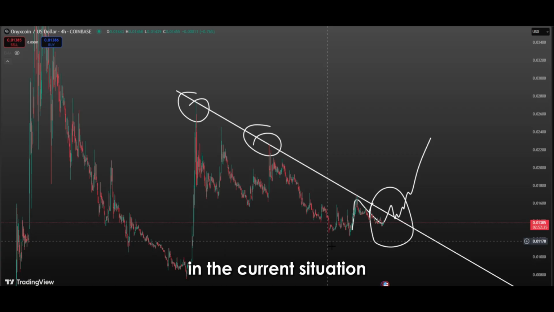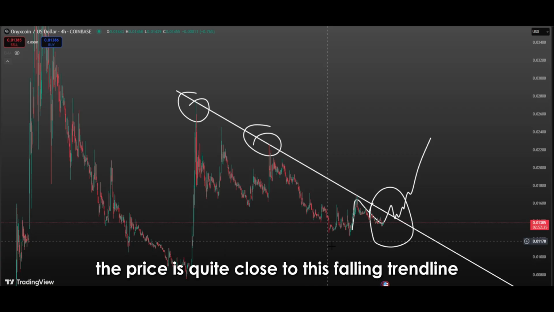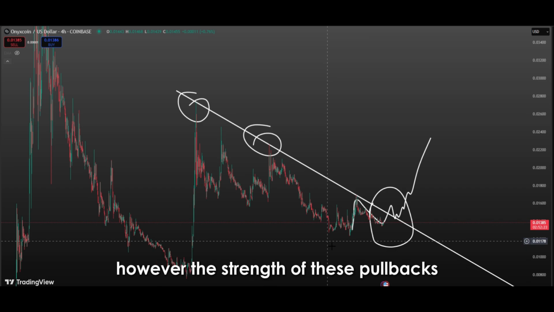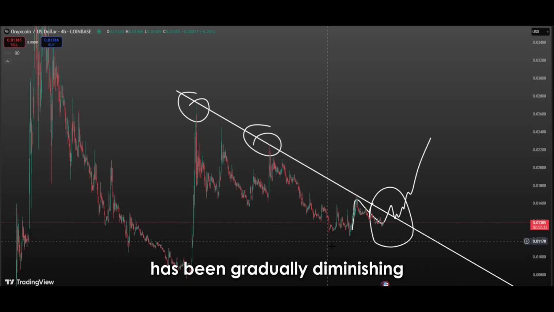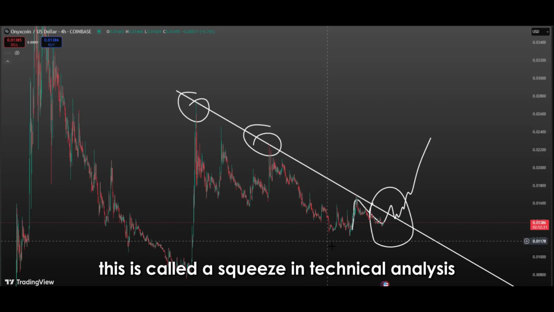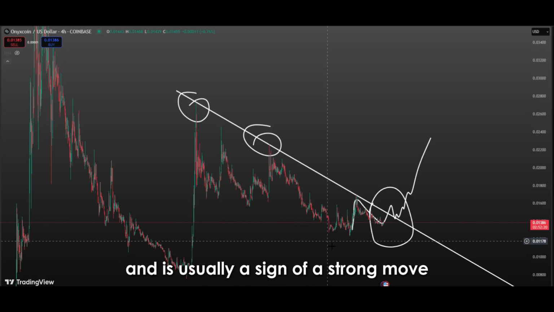In the current situation, the price is quite close to this falling trend line. Looking at the last few candlesticks, it can be seen that the price retraced each time it touched this line. However, the strength of these pullbacks has been gradually diminishing, and price has been making higher lows each time. This is called a squeeze in technical analysis, and is usually a sign of a strong move.